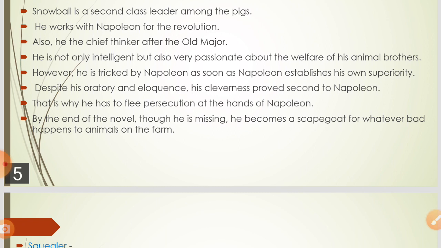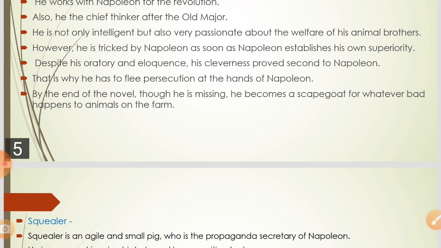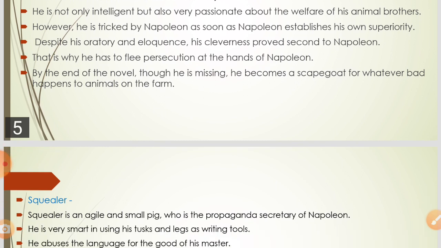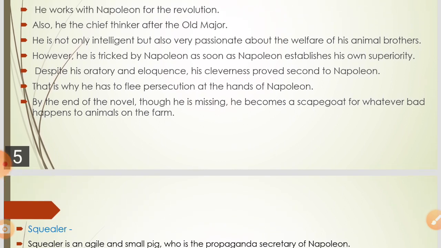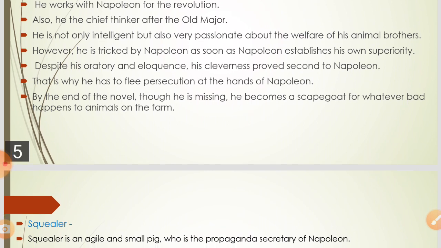However, he is tricked by Napoleon as soon as Napoleon establishes his own superiority. He is kicked out by Napoleon after the power comes to him. Despite his oratory and eloquence, his cleverness proves second to Napoleon. Though he is clever, he is not on top. That is why he has to flee persecution at the hands of Napoleon.